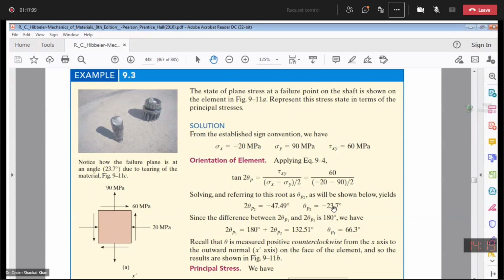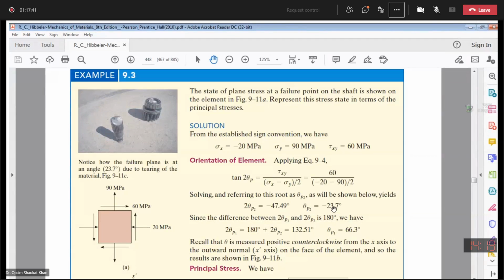Theta P1 is 66.26 degrees. The point to be noted here, guys, is that the difference between theta P1 and theta P2 should be exactly 90 degrees. We had theta P2 as minus 23.74 degrees, so theta P1 must be 66.26 degrees. The difference between the two must be 90 degrees.